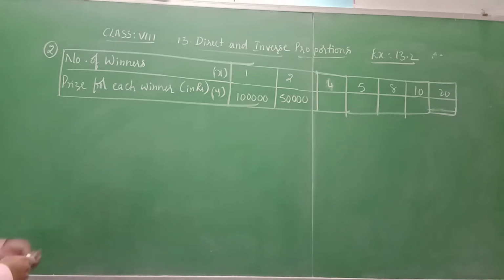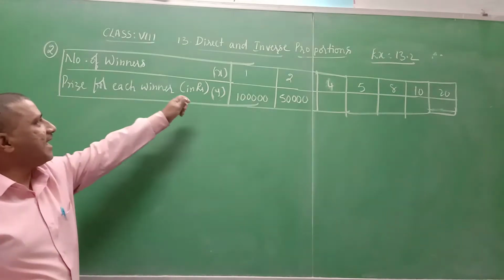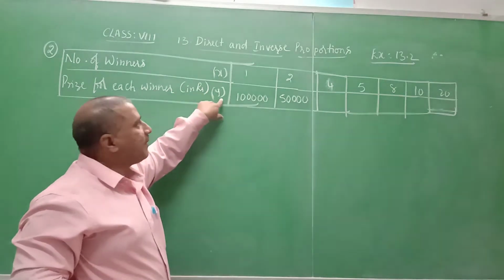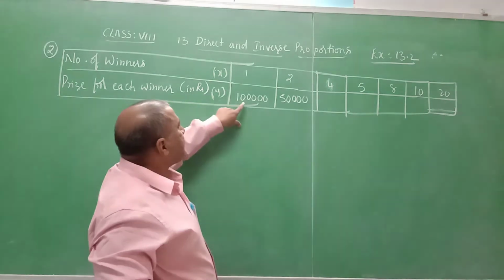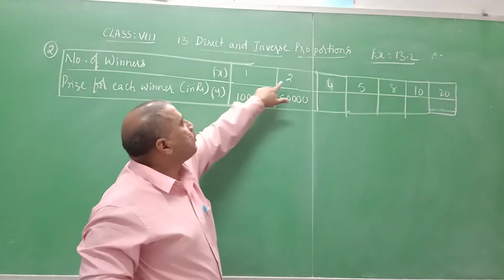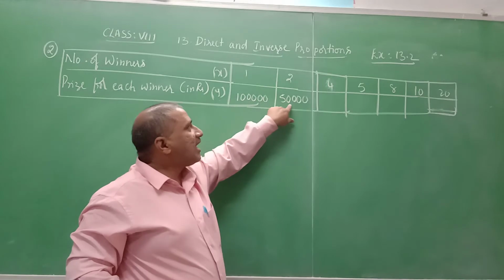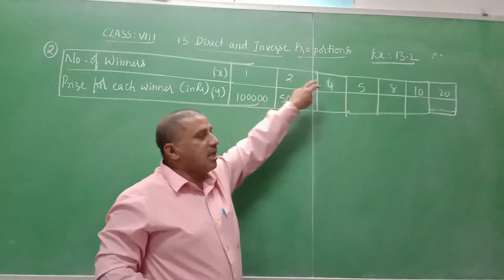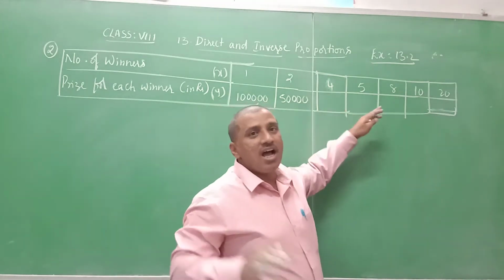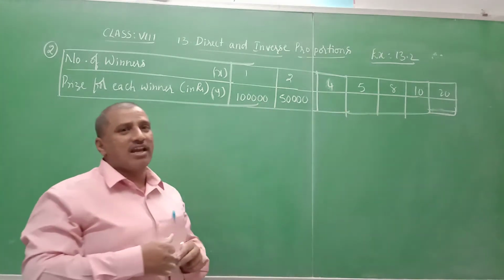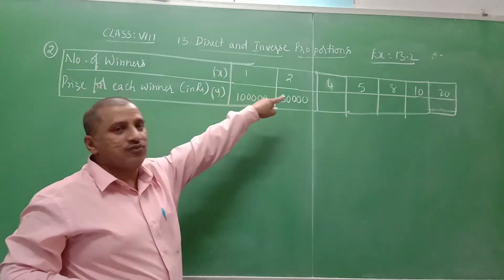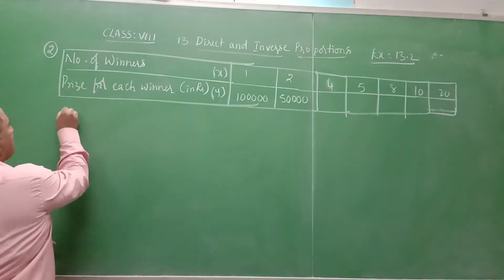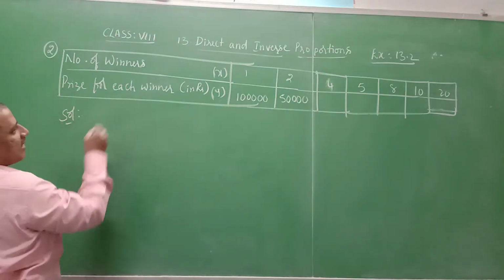See here, the number of winners we will take as X, and the prize money for each winner in rupees we will take as Y. If one winner is there, the prize money is 1 lakh. If two winners are there, each one will get 50,000 rupees. If 4 winners are there, how can they get equal amounts? We will divide 1 lakh by 4 for 4 members.